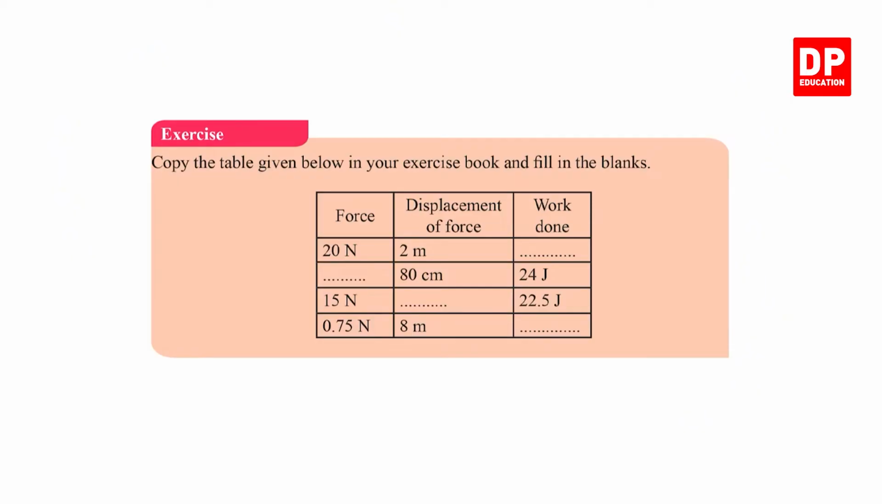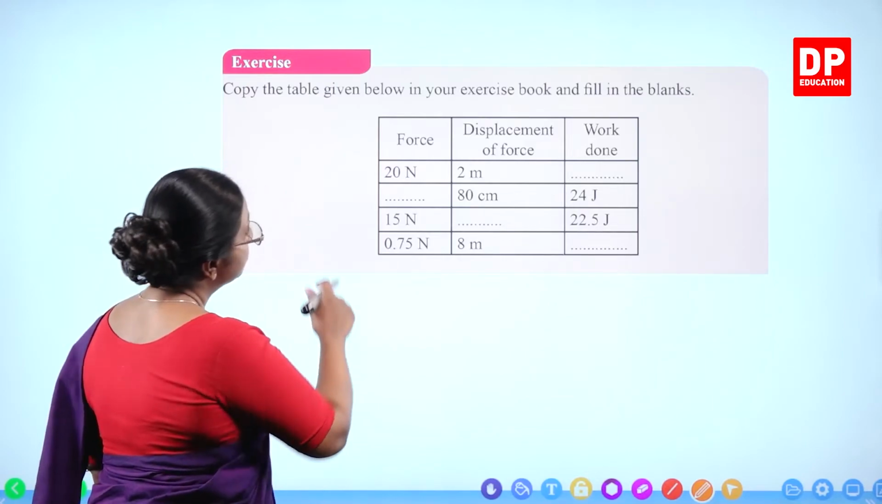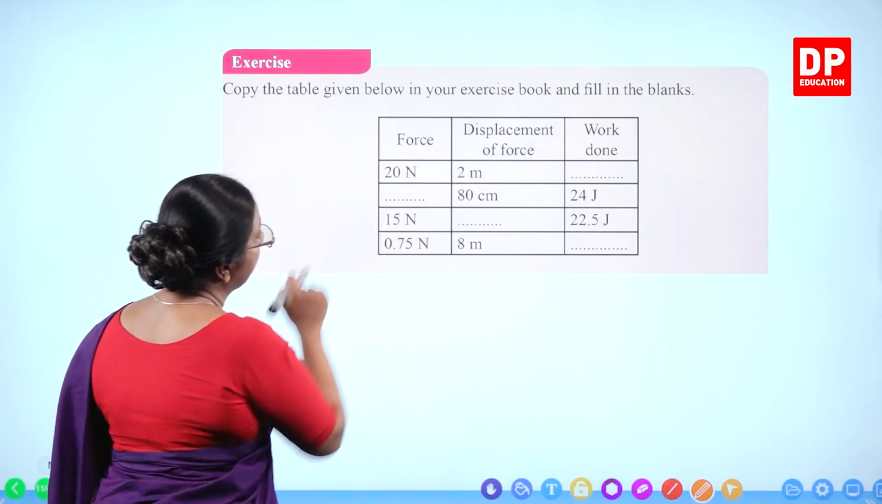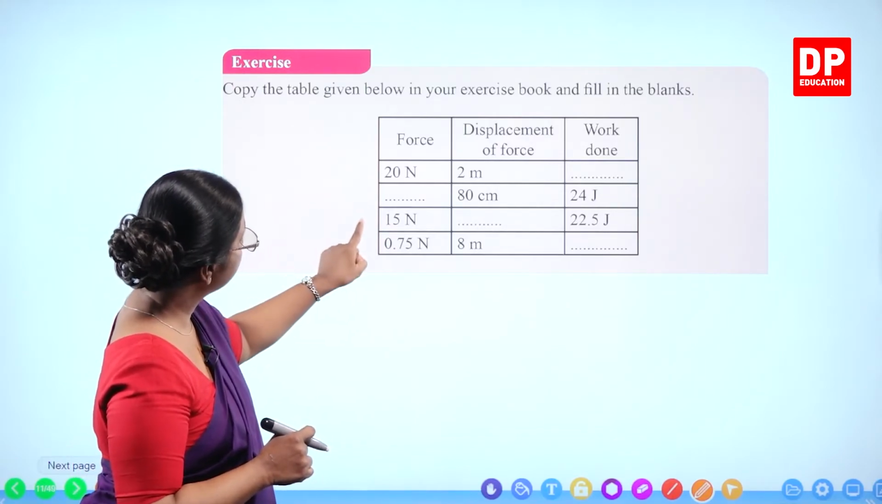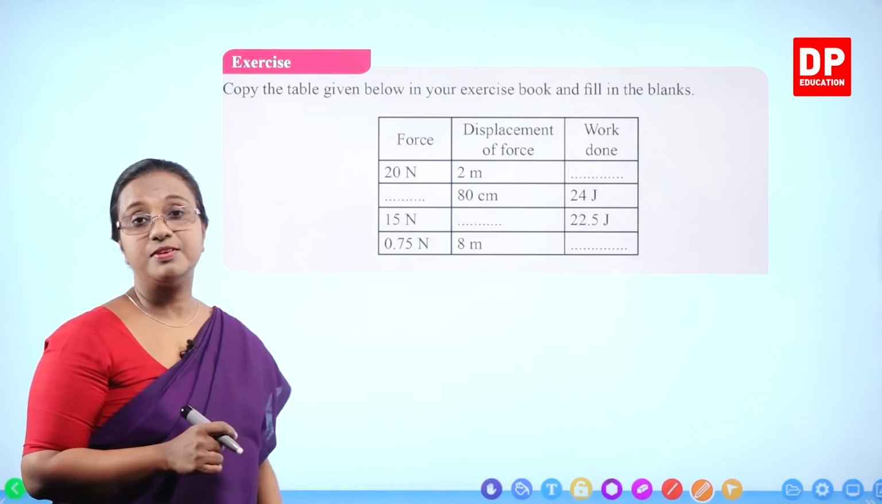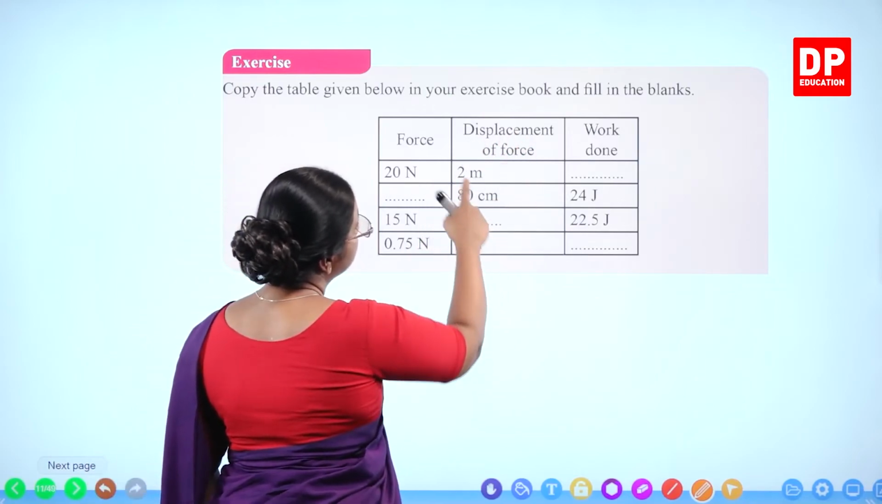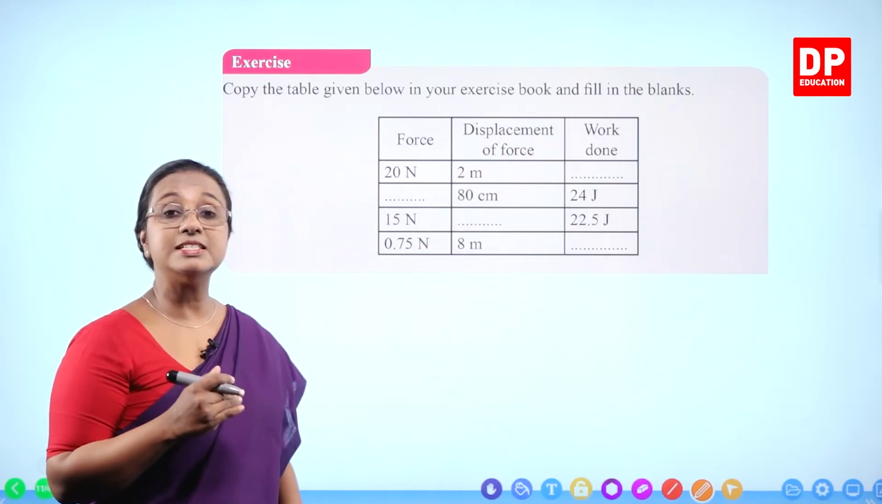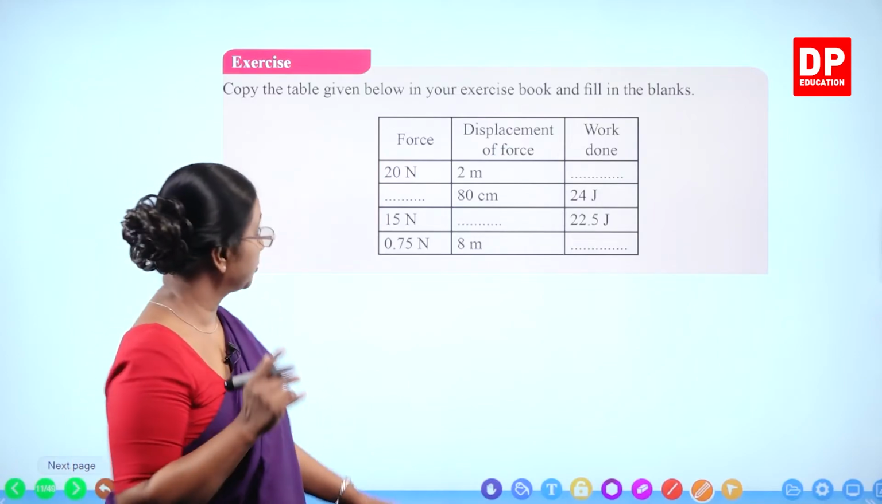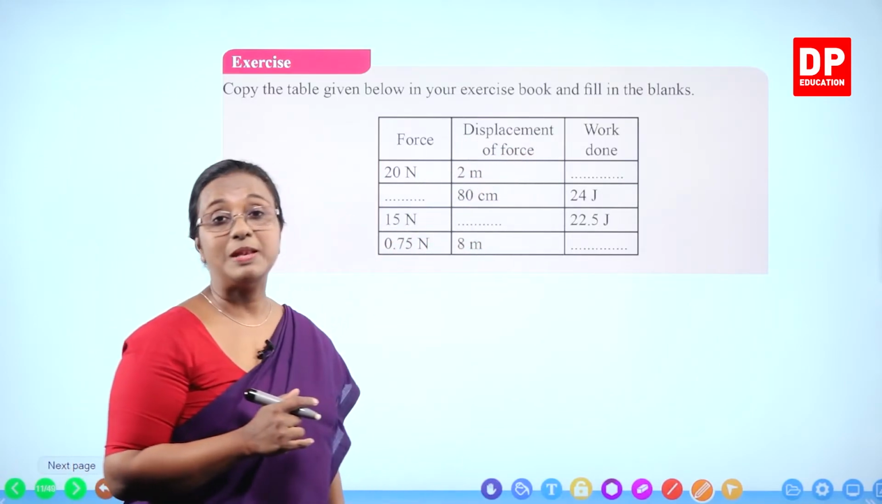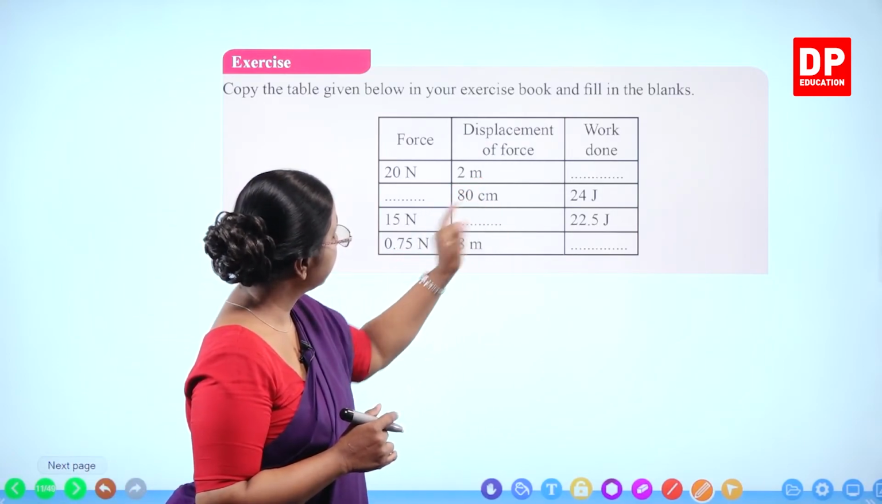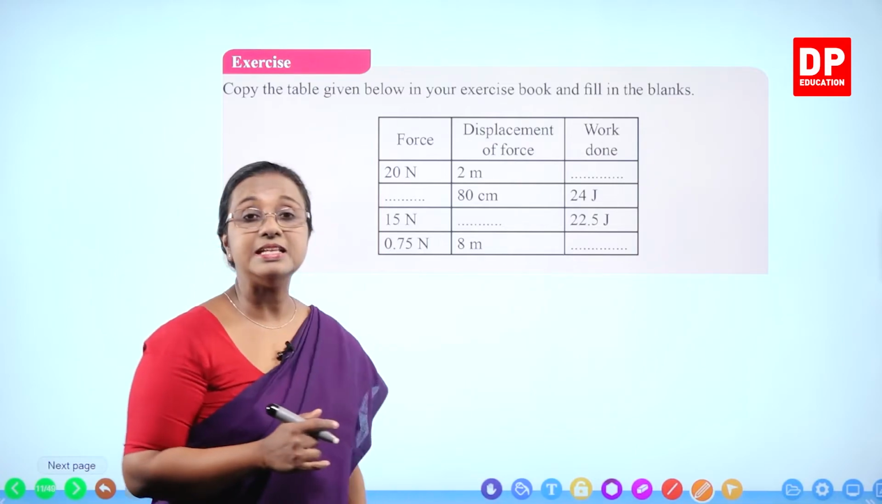So here we have the exercise given in your textbook. Copy the table given below in your exercise book and fill in the blanks. So that is what you need to do. So look at the table. First column we have force. And you can see 20 Newton, then we have 15 Newton here, 0.75 Newton there. There is a blank space in between. Then the second column gives you displacement of force. So that is the distance moved by the object in the direction of the force. I told you all we can use the word displacement. So there are 2 meters, 80 centimeters, then there is a blank and 8 meters.